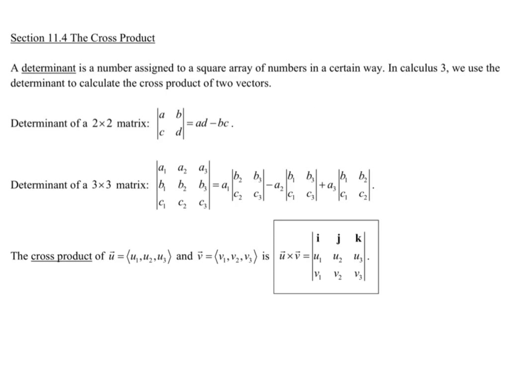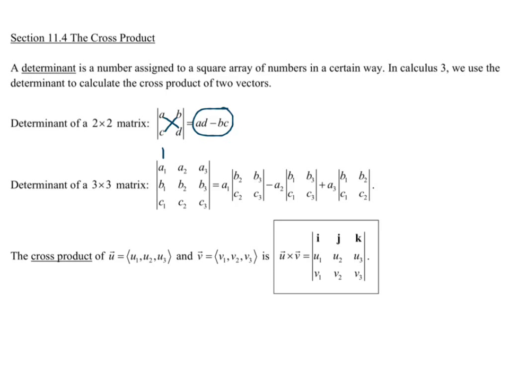A determinant is a number assigned to a square array of numbers in a certain way. In Calculus 3, we use the determinant to calculate the cross product of two vectors. For a 2 by 2 matrix, meaning 2 entries in each row and column, we multiply down the front diagonal, so A times D, and then we multiply down the backwards diagonal, B times C, and we subtract the two, so you get AD minus BC. For a 3 by 3 matrix, we expand along the top row.